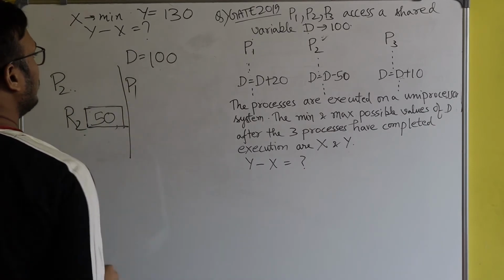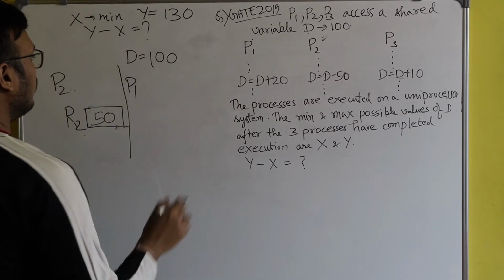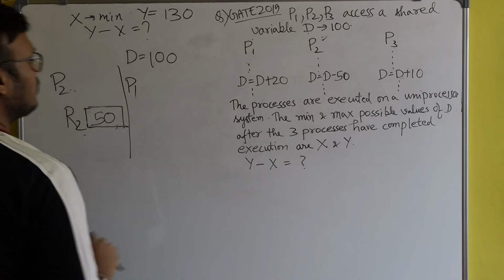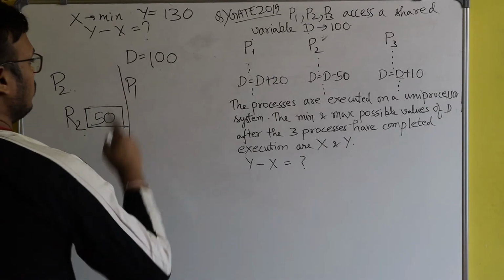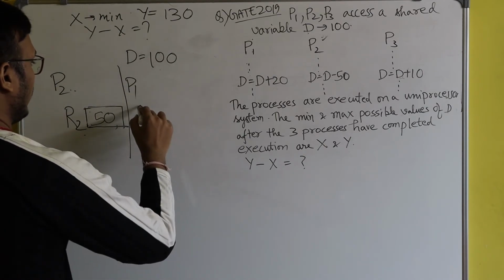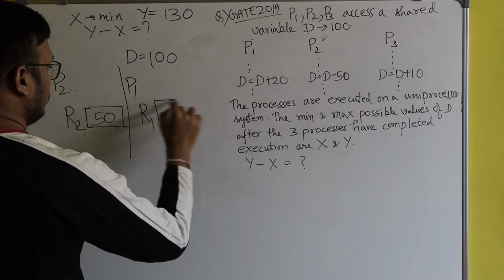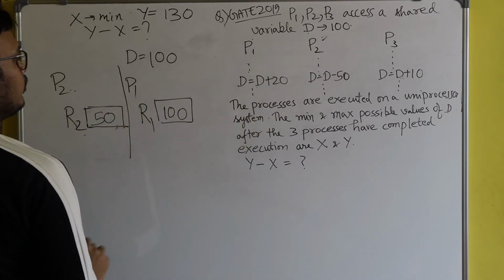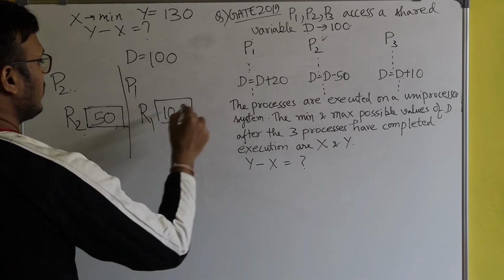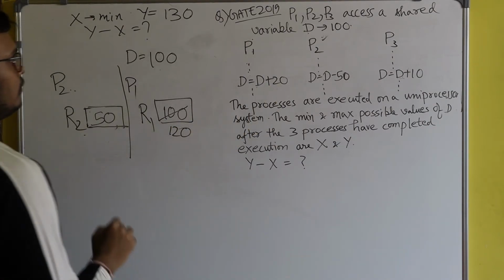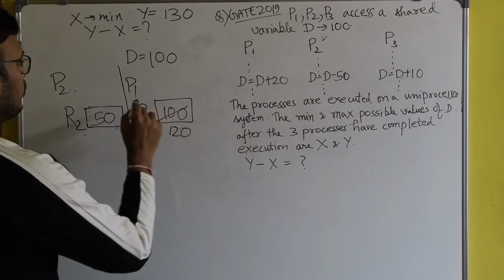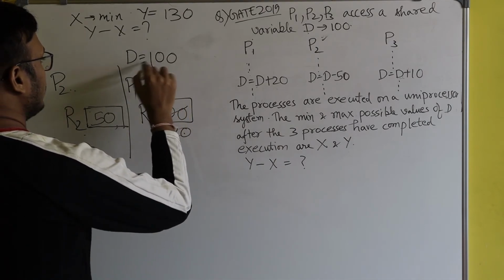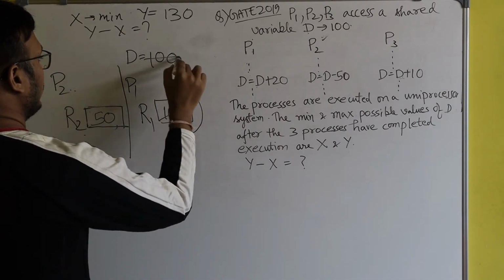So what will process P1 do? Process P1 will read the value of d, that is 100, not 50, because 50 has not yet been updated here. So process P1 has read this value and put it in the register R1 and will increment it by 20. So R1 contains 100 plus 20, that is 120, fine. And now process P1 will store this value back to the variable d. So now d contains 120.